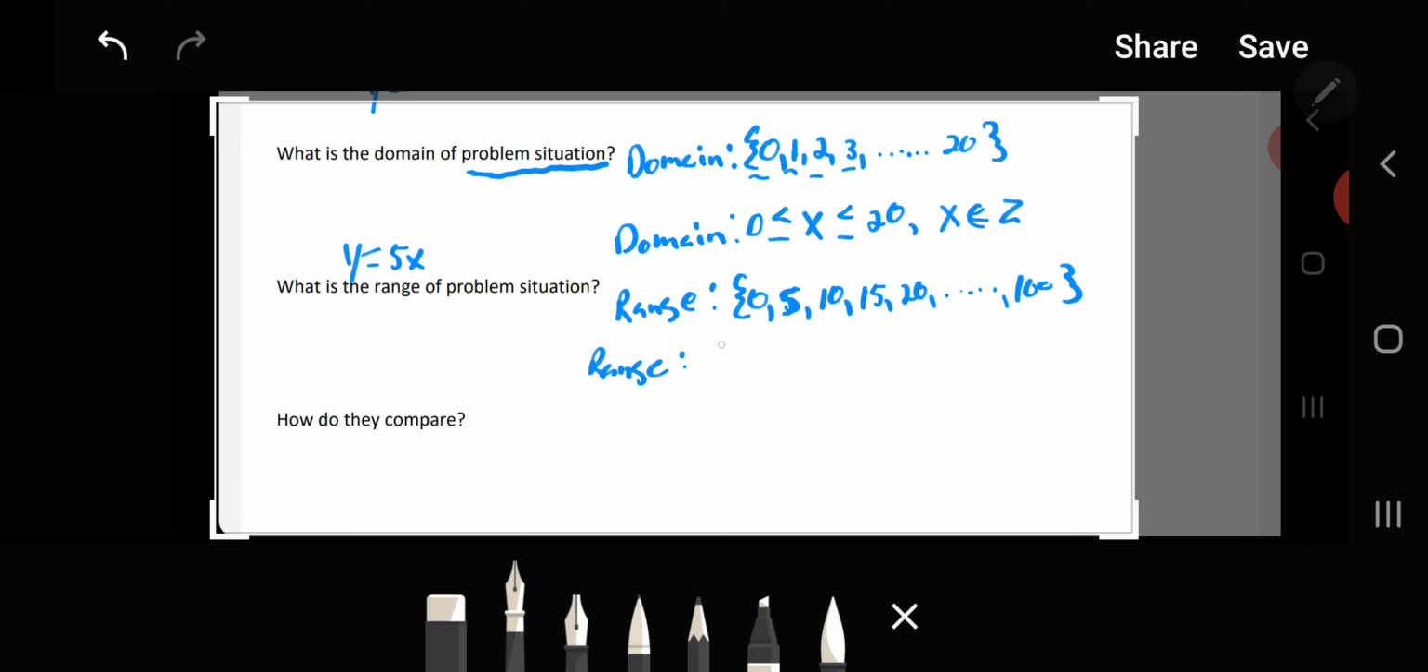Same thing with the range here. We can just write it as y. Of course, it's greater than or equal to 0 because 0 is the least amount of points we can get, but less than or equal to 100. And once again, y has to be an element of the integers. We cannot have like half a point or anything like that. For example, I can't have 97.5 points, so I've got to say that they're all integers.